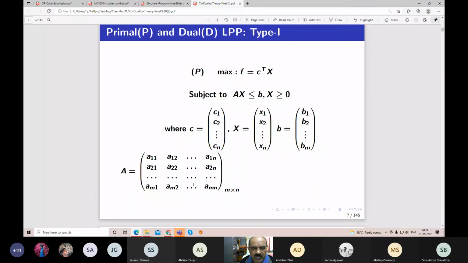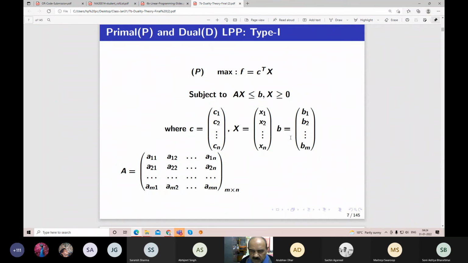We are going to derive the primal and the dual program. See here, the objective function in matrix notation: f equal to C transpose x, subject to Ax less than or equal to b, x non-negative. C is a column vector with elements C1, C2, Cn. X is a column vector with elements x1, x2, xn. Non-negative means x1, x2 up to xn are non-negative.